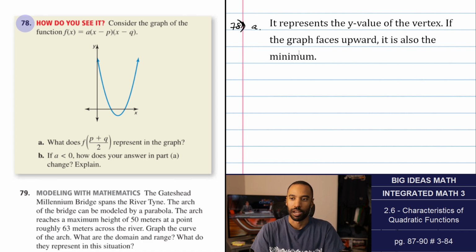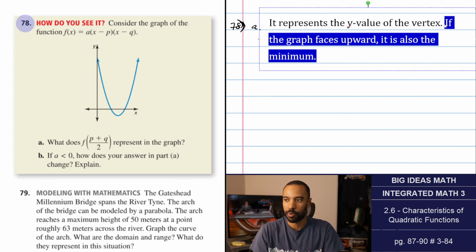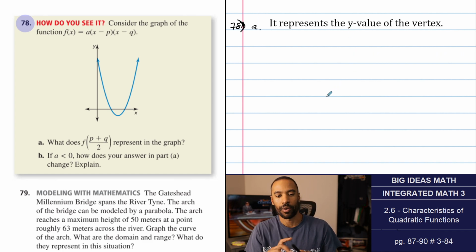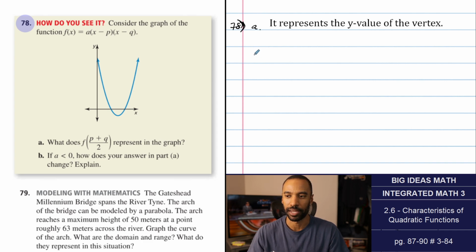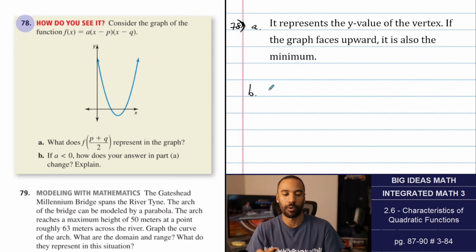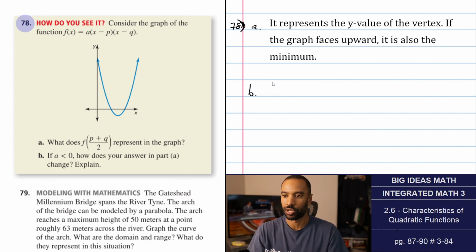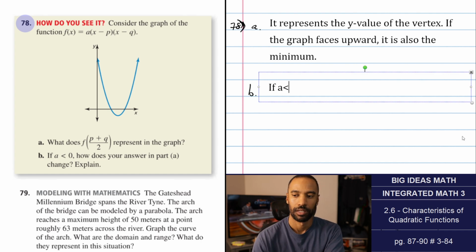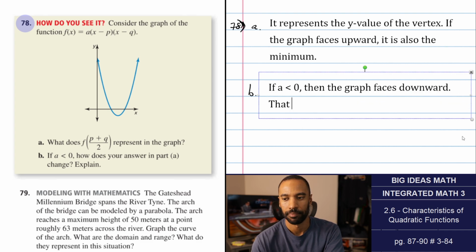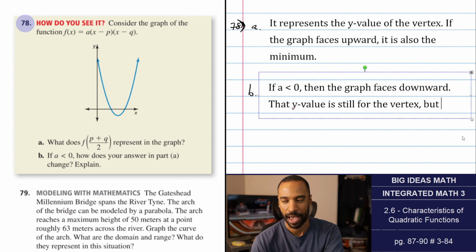If a is less... Oh, no. Well, okay, I will leave this part out because it looks like part B is answering that. So part B: if a is less than 0, how does your answer in part A change? Explain. Oh, okay, then I'll still keep that up. So now we'll say if a is less than 0, then the graph faces downward. That point is still a maximum. That y value is still for the vertex, but now it represents a maximum instead of a minimum.